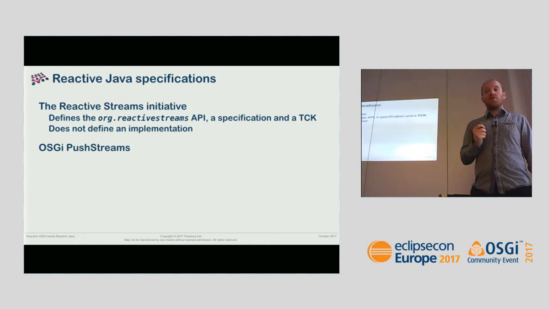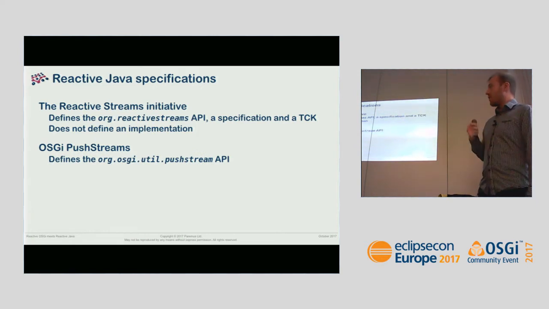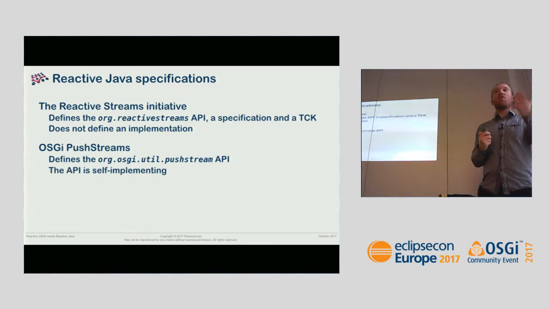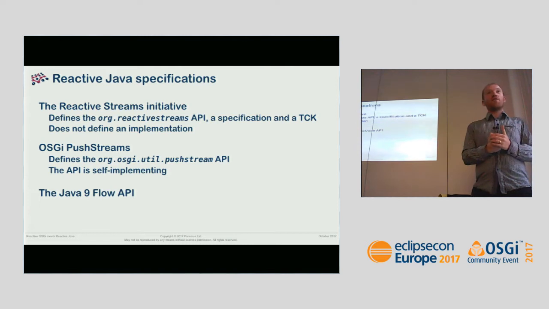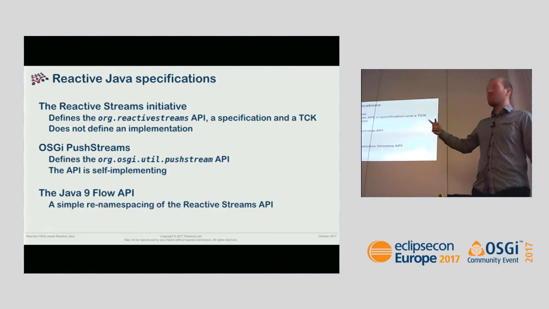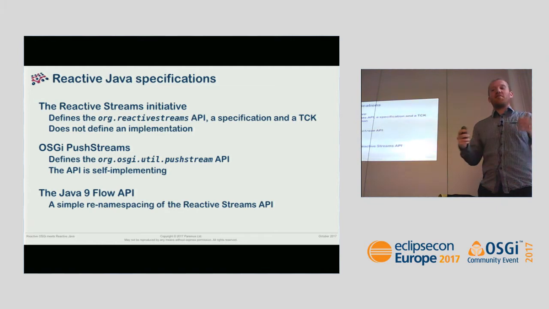You have OSGi Push Streams. These are something that is a bit different. There is the org OSGi util Push Stream API, which is defined. And it's a self-implementing API, meaning that if you get a copy of it, you have an implementation to use right there. We also have the Flow API in Java 9. And this is basically just a rename spacing of the Reactive Streams API. People think it might be something different. It's not. It's the same thing in a different namespace.